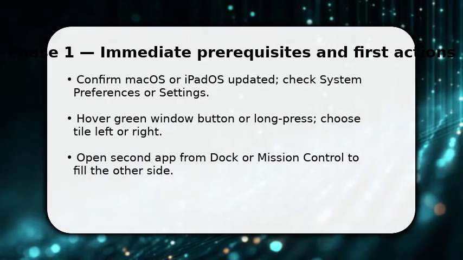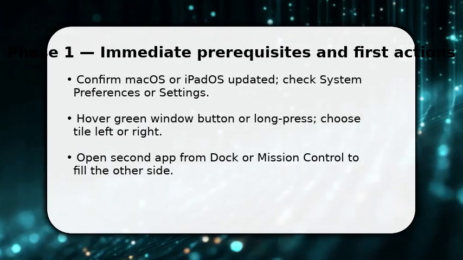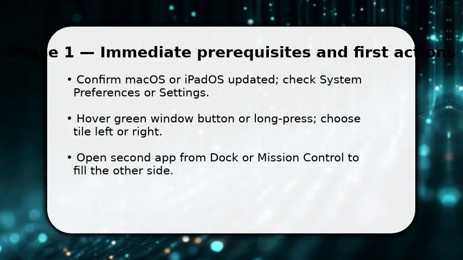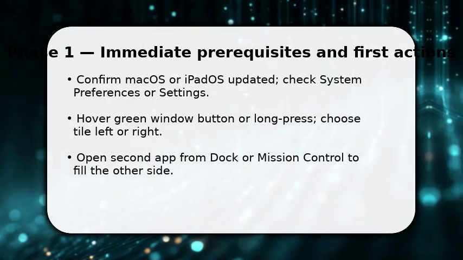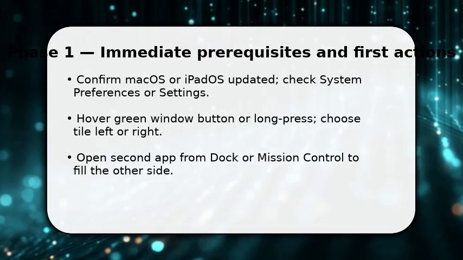You start with apps open, then engage split view immediately. You want both windows ready. On a Mac, hover the green window button and pick tile left or tile right. On iPad, long press the green button or drag an app from the dock into place.